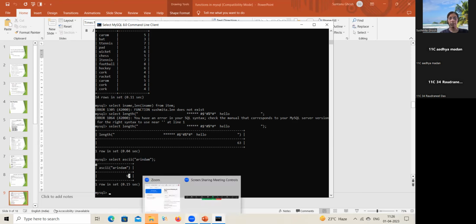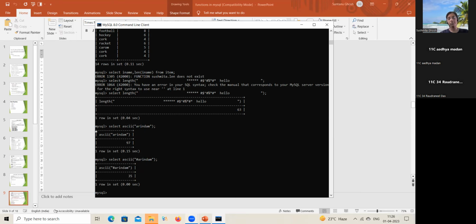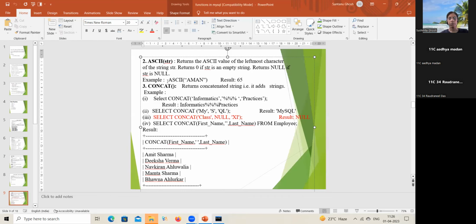Okay. Now that leftmost character might be a special character also. Every special character also has an ASCII value. So you don't have to remember it. Just know about it, how it works. They will not ask you to remember it. Okay.